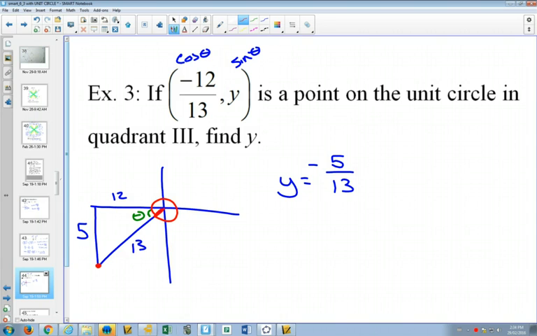But we can draw a bigger triangle and still label the coordinates of this point being negative 12 over 13, comma, negative 5 over 13.